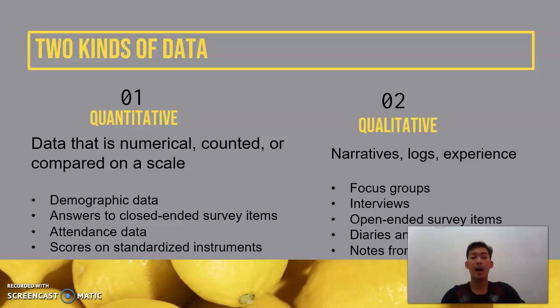Next, I will discuss the two kinds of data, but I only focus on quantitative analysis rather than qualitative. First, quantitative analysis: data that is numerical, counted, or compared on a scale. So in quantitative analysis, we can do the analysis based on data that is numerical, counts, for example demographic data, answers to closed-ended survey items, attendance data, scores on standardized instruments.